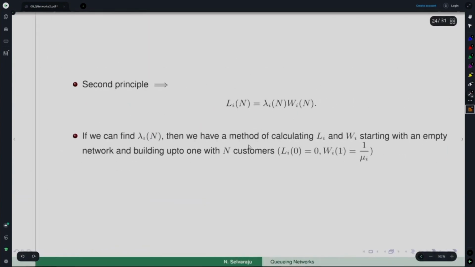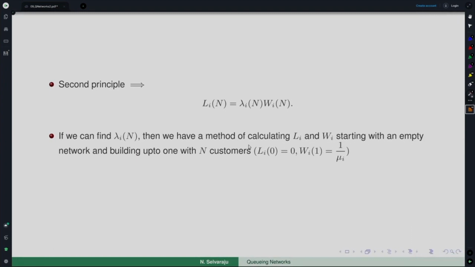This is quite easy, but the second principle is that we are assuming Little's law is applicable throughout the network. That means Li of n would be equal to lambda i of n times Wi of n. Now, if we can find lambda i of n, the throughput or arrival rate at node i in a network with capital N customers, then we have a method of calculating Li and Wi starting with an empty network and building up to a network with capital N customers, because Li of 0 is 0 when there are 0 customers.